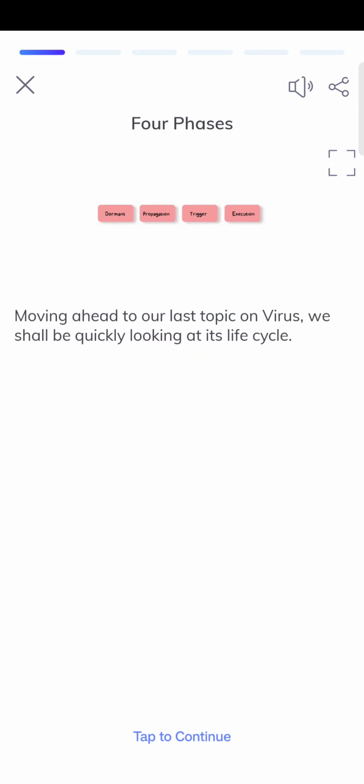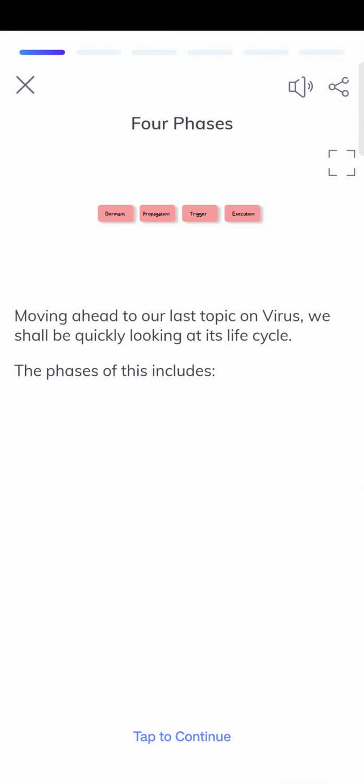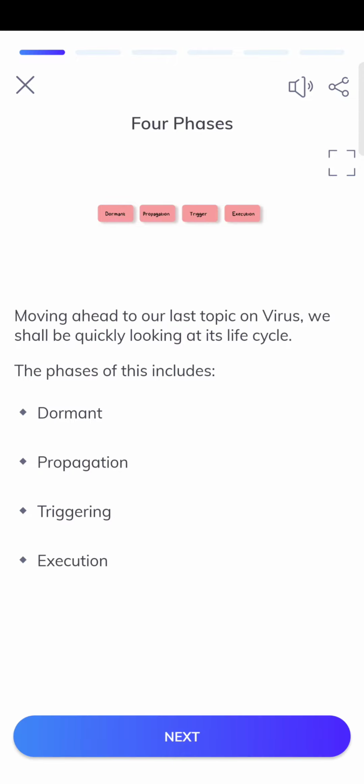Moving ahead to our last topic on virus, the phases of this include dormant, propagation, triggering, execution. A virus can remain dormant in its initial stage.